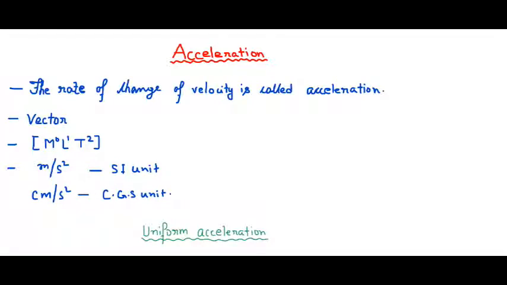So let us study acceleration. What is acceleration? Acceleration is the rate of change of velocity, or simply we can say rate of change of velocity is called acceleration. It is a vector quantity, meaning it has a magnitude as well as direction. Its dimension is M^0 L^1 T^-2. Its SI unit is meter per second square and CGS unit is centimeter per second square.